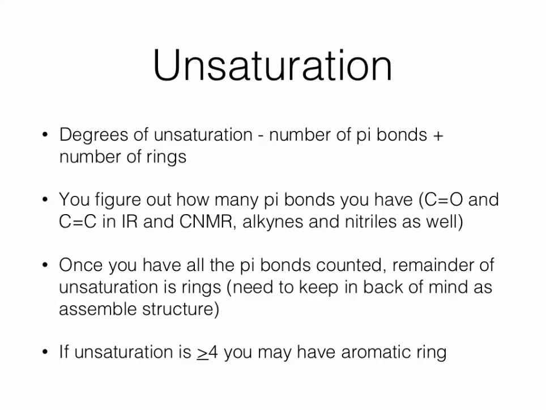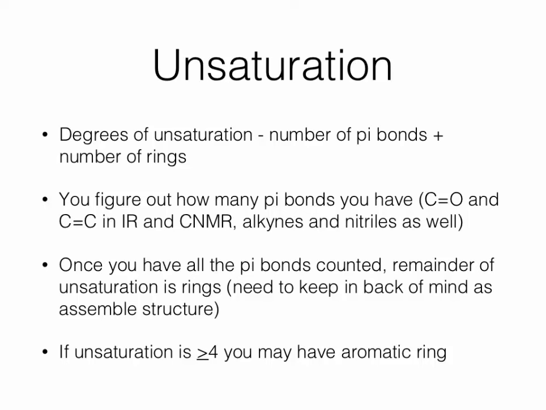So let's go back to unsaturation. Remember how to calculate units of unsaturation. The units of unsaturation is the number of pi bonds plus the number of rings. So the first thing you'll want to do is figure out how many pi bonds you have. C double bond O and C double bond C are typically pretty easy to find in the IR and the carbon NMR, as are alkynes and nitriles. And so that's a pretty easy way to begin to get a count of your number of pi bonds.